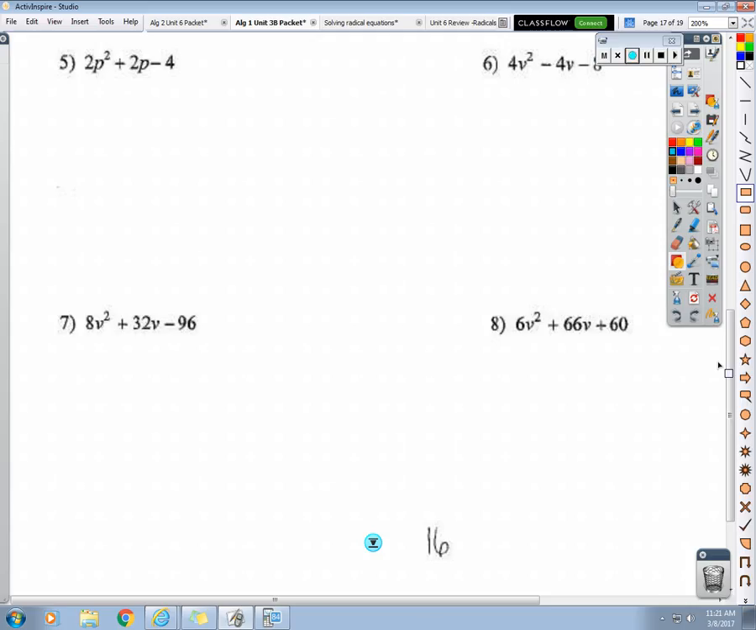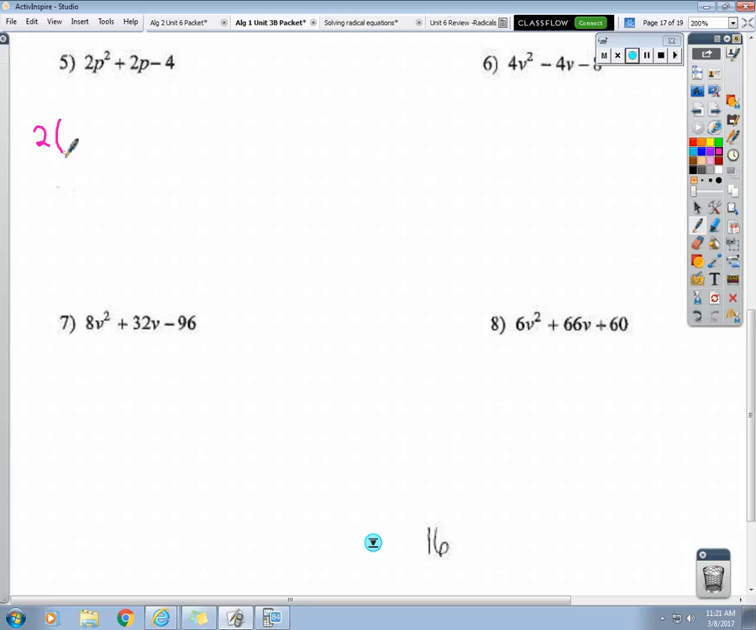This time in number 5, John Michael, what is the leading coefficient? 2. Is 2 also a GCF for this trinomial? Yes, because 2 can be divided out of all three of those terms evenly. Okay, 2p squared divided by 2 is p squared. 2p divided by 2 is p.